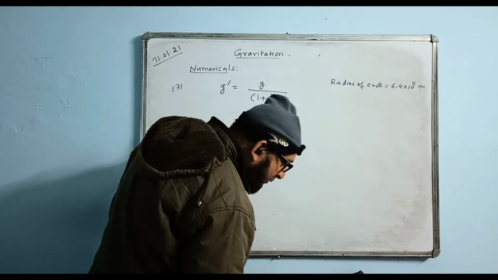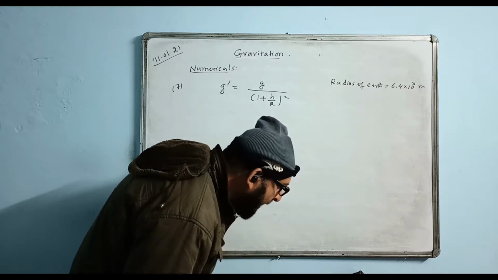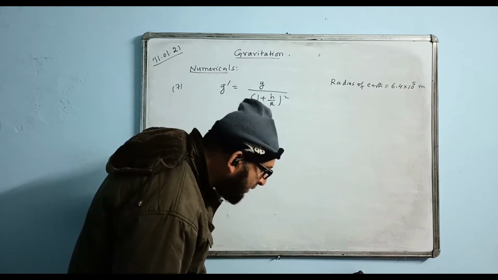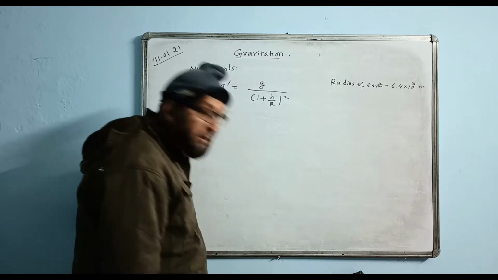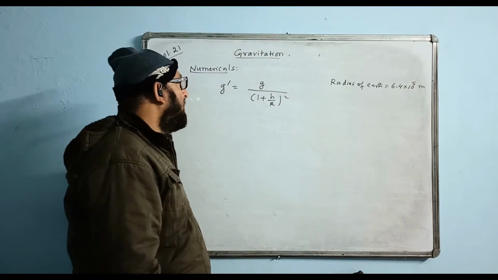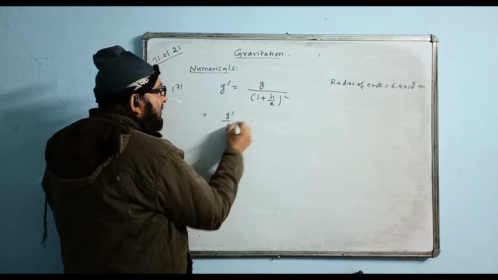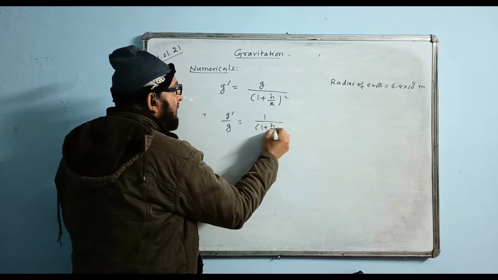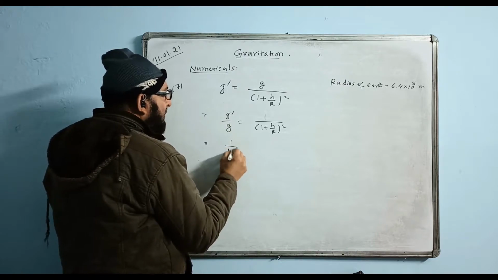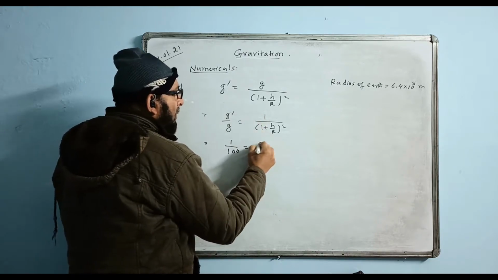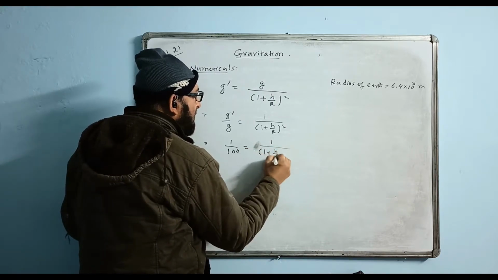Okay. Again, the question is talking about acceleration due to gravity at a height. How far from the Earth's surface does the acceleration due to gravity become 1% of the value at the surface of the Earth? Means how far is the altitude. This is the formula. You will write g dash by g is equal to 1 upon (1 plus h by r) whole square. This value of g is becoming 1% of this, that is 1 by 100. So 1 by 100 is equal to 1 upon (1 plus h by r) square.